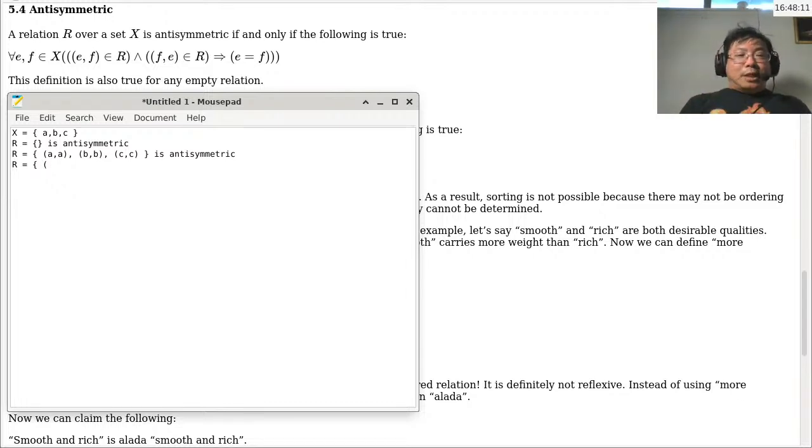I do have to mention that we also have an example of something that is not symmetric. So we want something that is antisymmetric but not symmetric. That's actually not hard to do. All I need is just AB, and we'll even stick in a BC in here. This is antisymmetric.